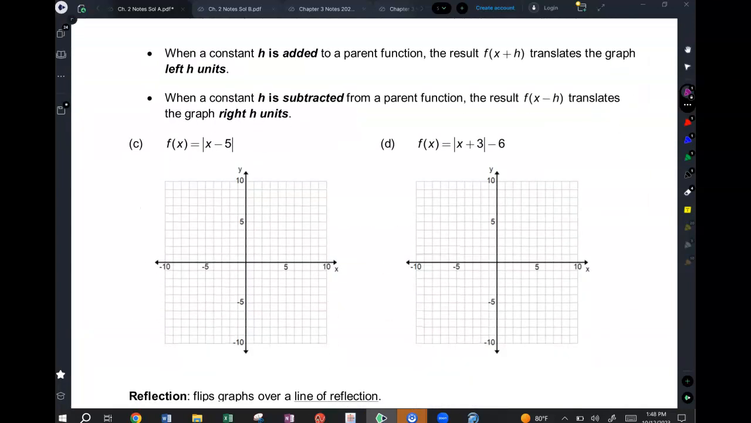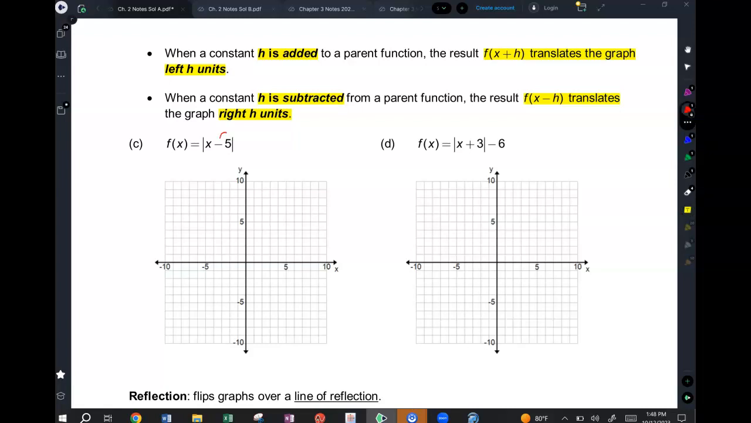How do you move it horizontally? If there is a number added or subtracted inside. So when h is added, you go left. When it's subtracted, you go right. This is opposite to the sign, okay? Opposite to the sign.